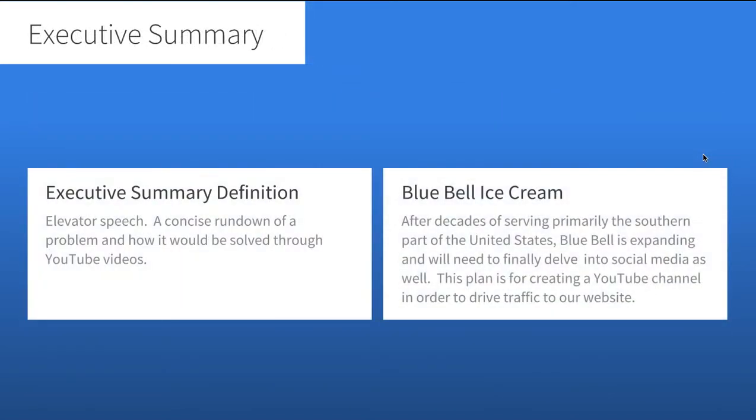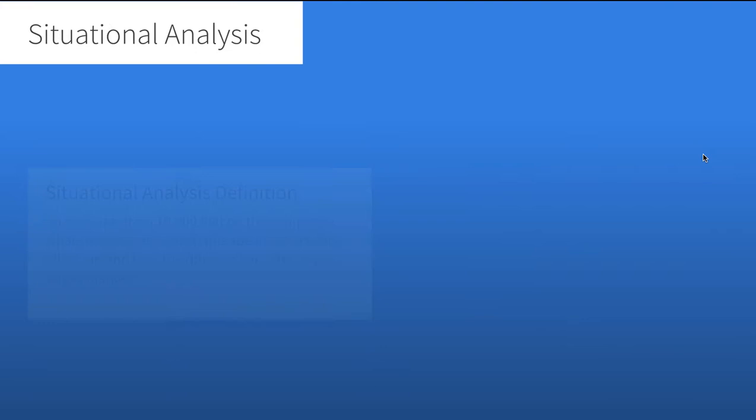On the left side, I put the definition, and on the right side, I put what I would put. So Bluebell primarily serves the southern United States, and it's expanding, and it wants to get into social media, and it's brand new for them, right? They're old school in terms of marketing, and this is a new thing, right? But they want to drive traffic to their website. That's a great executive summary. It states the problem, and it states the solution as well and how it will be solved.